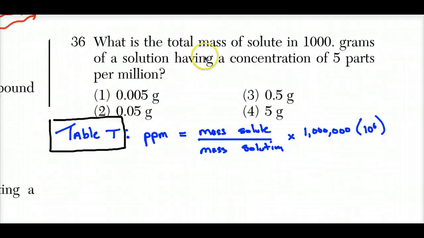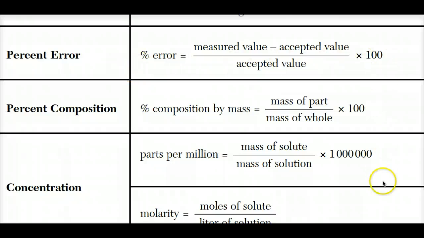Number 36, what is the total mass of solute in 1,000 grams of solution having a concentration of 5 parts per million? So 5 parts per million is a concentration formula that we have in table T. Let's go there just to remind you. I know that I wrote it down here for you, but let's make sure that you know where to look. Table T is the last reference table in your packet there. And there it is. We have parts per million equals the mass of the solute over the mass of solution times 10 to the 6, or a million.